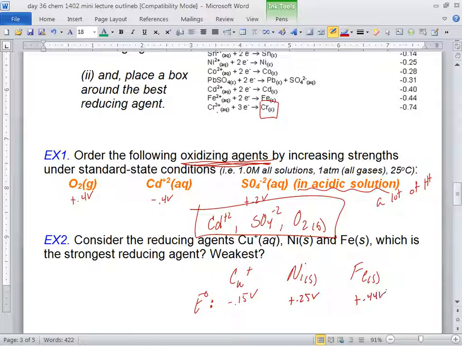Did you write down these numbers? Did I look them up right? Did you find copper 1 as negative 0.15 volts, nickel solid positive 0.25, iron solid positive 0.44? Look right? Mia says it looks good. So Kenneth, which one did you pick as the strongest reducing agent then?